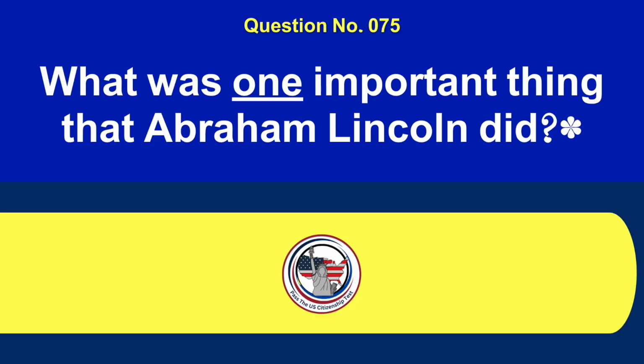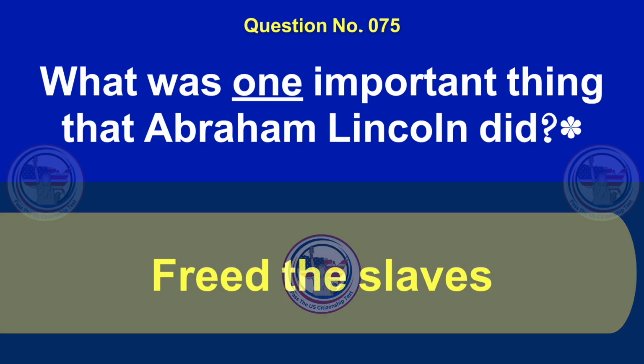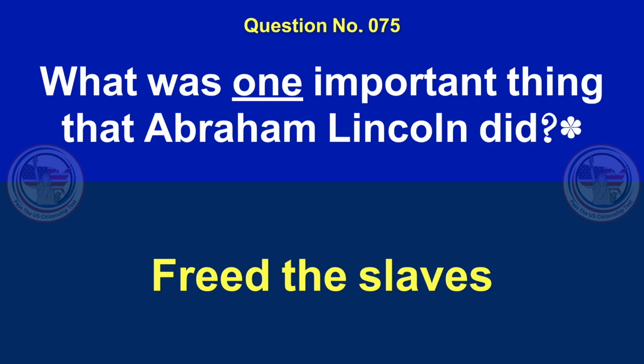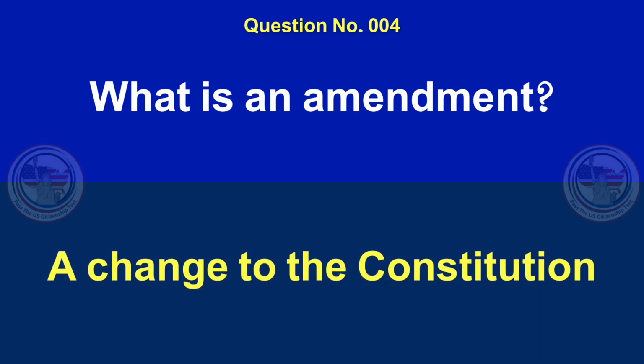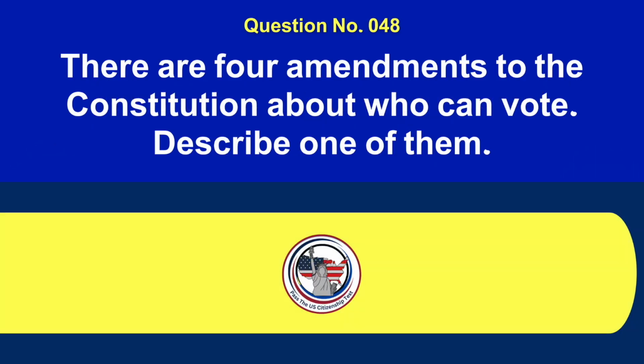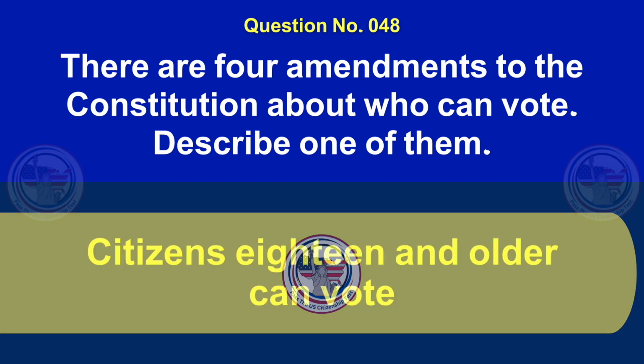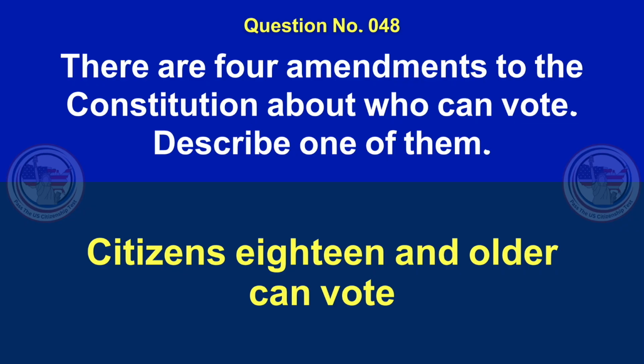What was one important thing that Abraham Lincoln did? Freed the slaves. What is an amendment? A change to the Constitution. There are 4 amendments to the Constitution about who can vote. Describe one of them. Citizens 18 and older can vote.